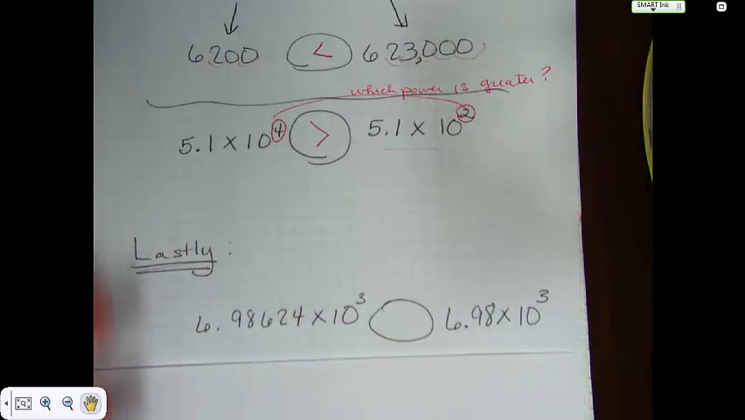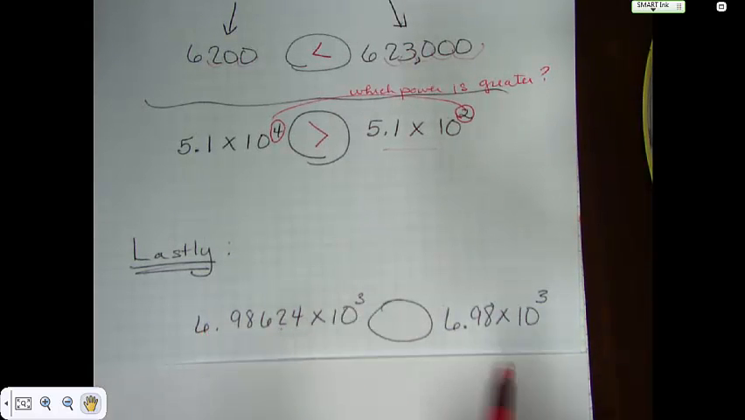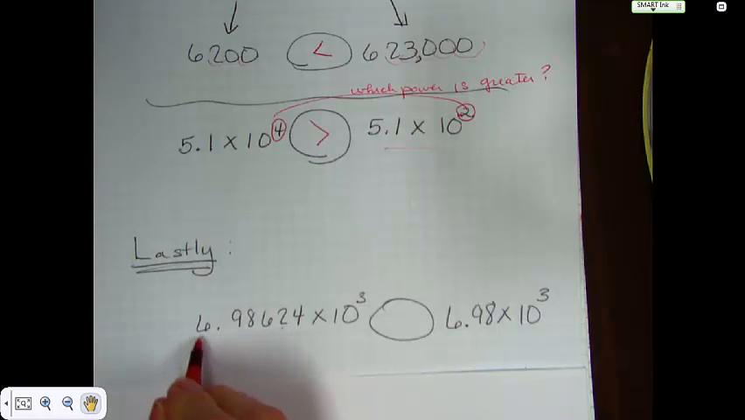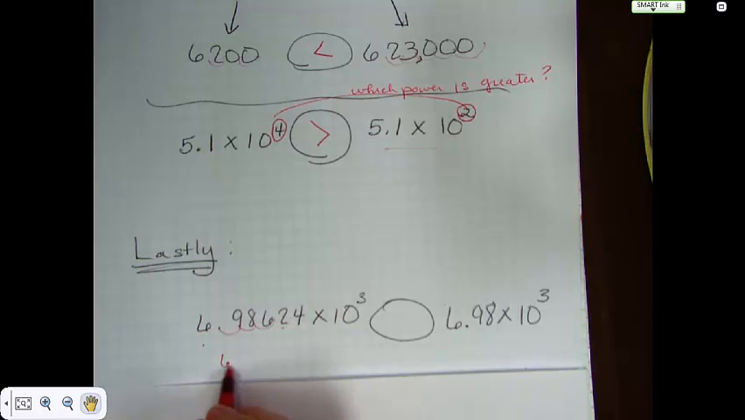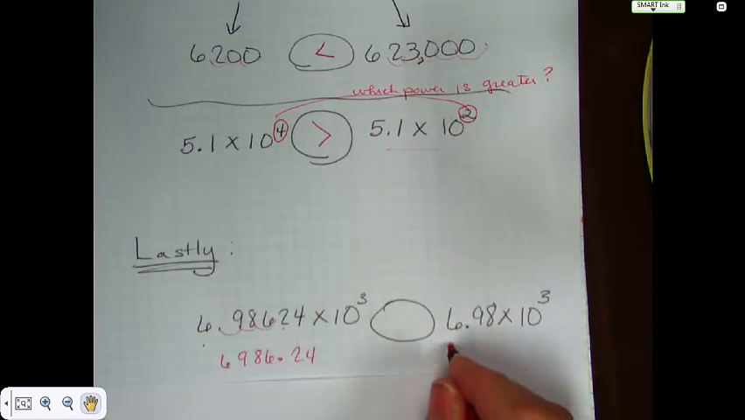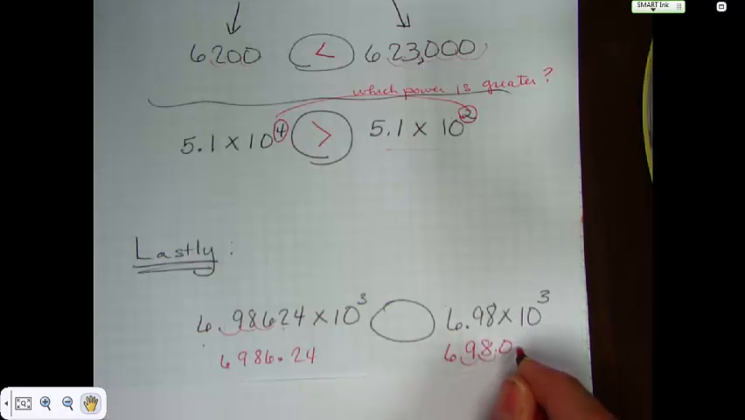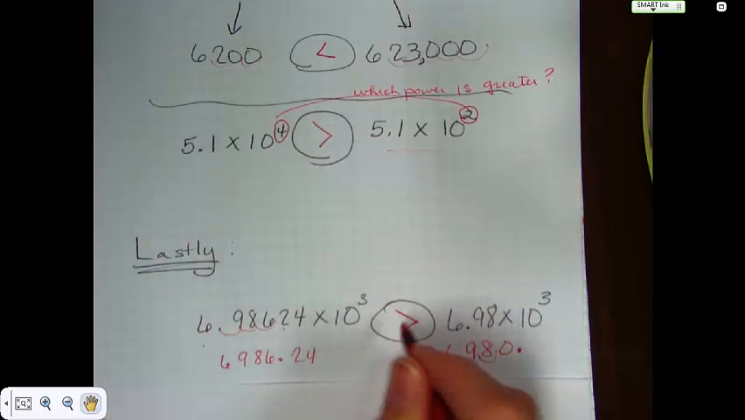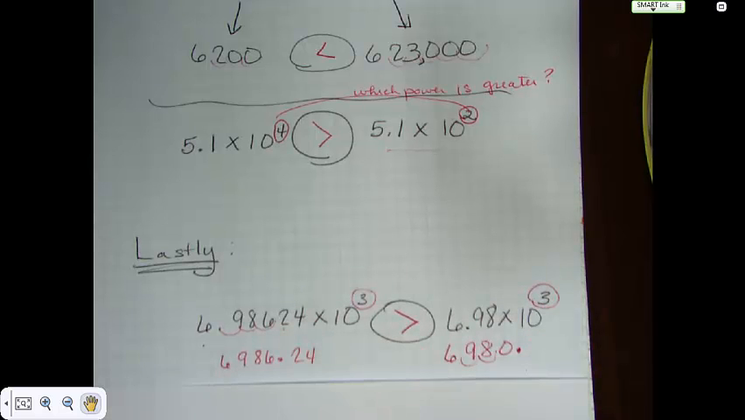And lastly, we've got this number to the third and this number to the third. So the powers are the same. So at this point, I would go ahead and write it out. That's 6986.24, and then 698... Which is larger, 6986 or 6980? That's right. So this one is larger. So not always do the powers work.